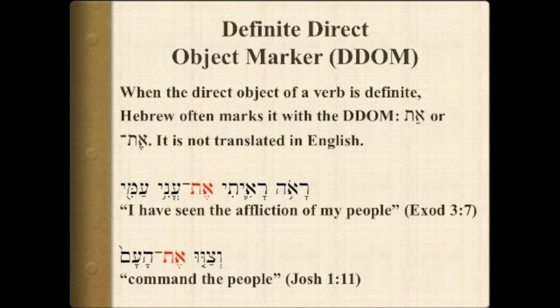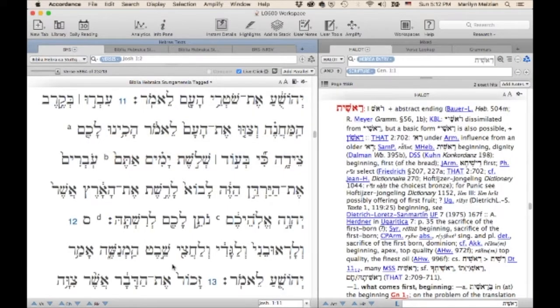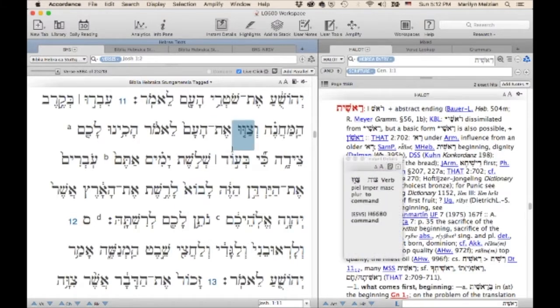Let's look at how this shows up in Accordance. So here in Joshua 1:11, we go to this phrase, and command et. You see it says this is a particle object, in other words, direct object. So that's how it is marked in Accordance. And when you search for particular parts of speech, you will search for it under particle object.